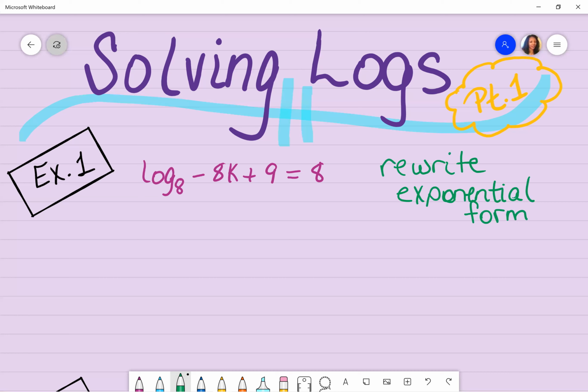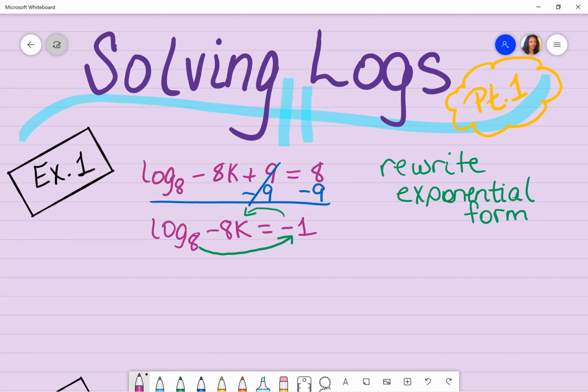The first thing you want to do is move your constant to the opposite side of the equal sign, which will leave you with log base 8 minus 8k equals -1. At this point, I can go ahead and rewrite. When you're rewriting, you take your base of the log, you go to the opposite side of the equal sign, and then you come right back to that value. Now when I rewrite in exponential form, I get rid of the abbreviation log, and I have 8 to the -1 power is equal to -8k.